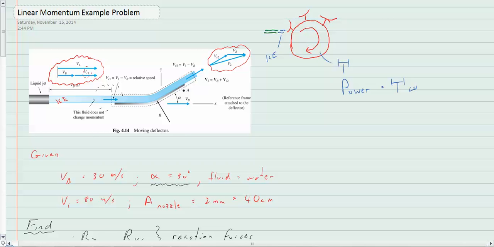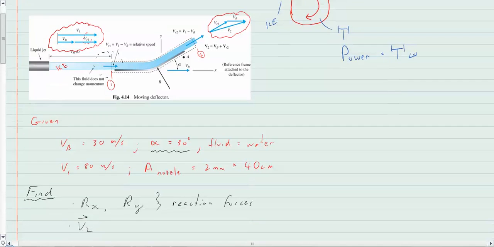On the opposing side, the exiting side, 2, we have a vector relationship that says that the velocity relative to a fixed reference frame is equal to the velocity relative to this moving reference frame plus the velocity of the reference frame, which is the velocity of the blade.